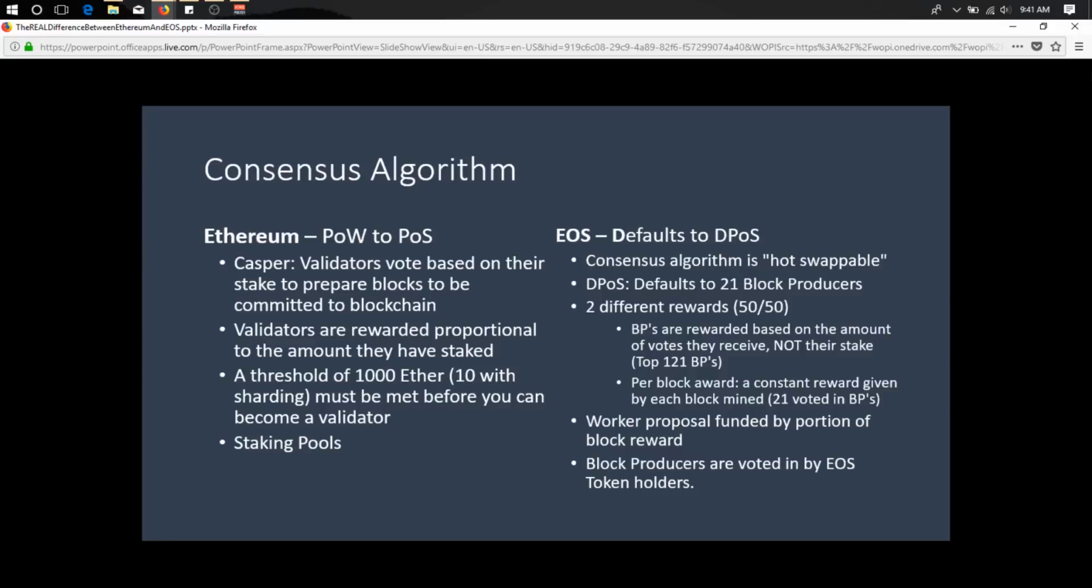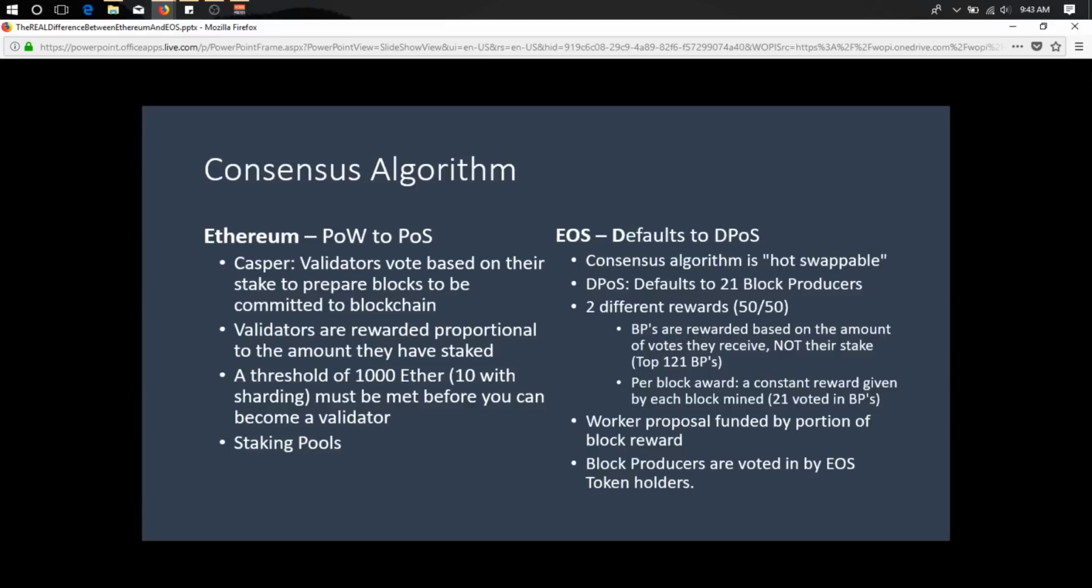Moving on to EOS. EOS defaults to delegated proof of stake with 21 block producers. It is important to note that this is just the default consensus implementation, and like Casper, it is implemented in a smart contract. That means that the consensus algorithm can be reconfigured to use a different number of block producers, or even swapped out entirely with a different algorithm. Since the EOS mainnet looks like it will start out using the default configuration, we will examine this further.